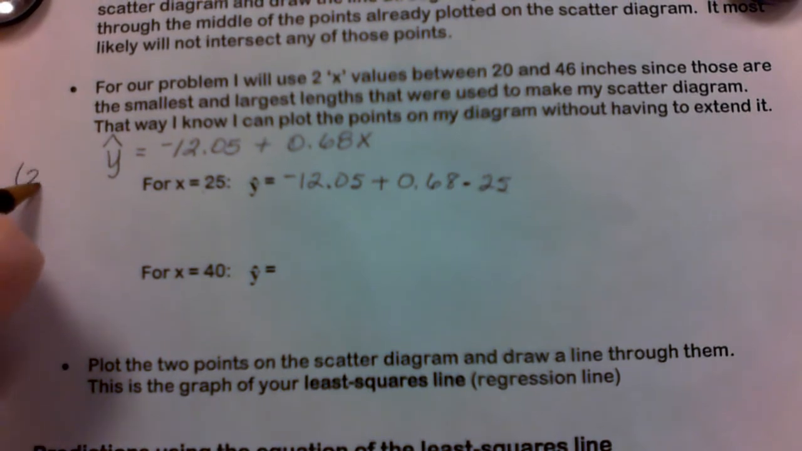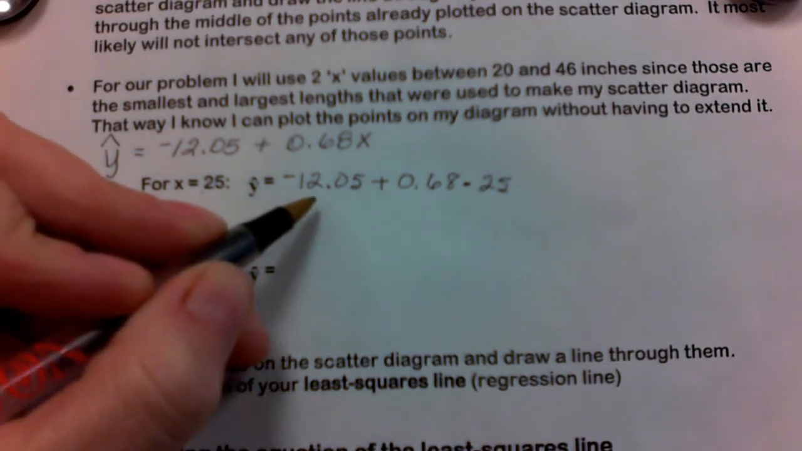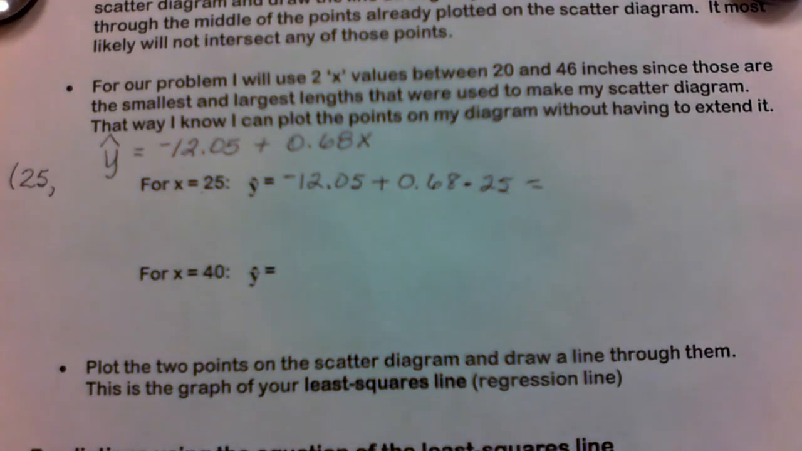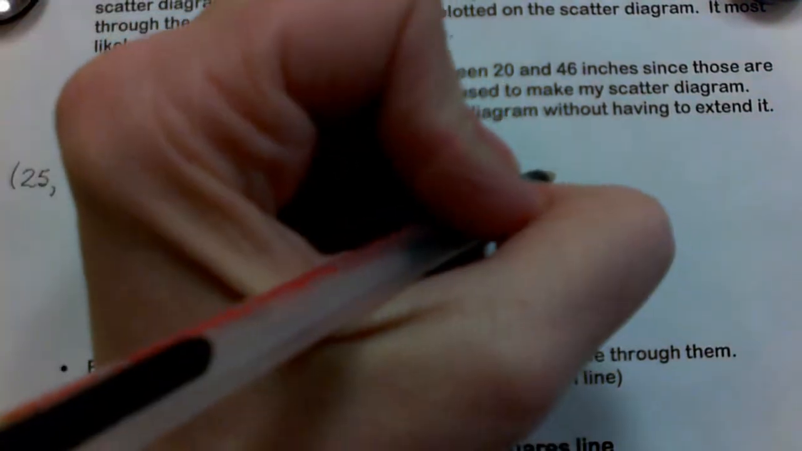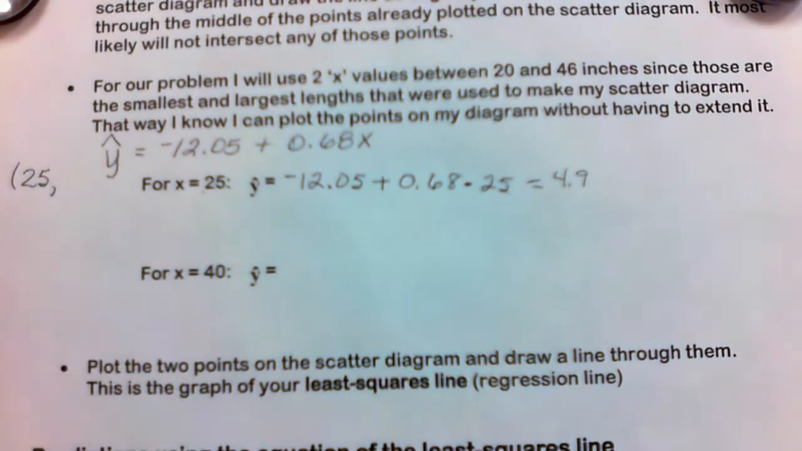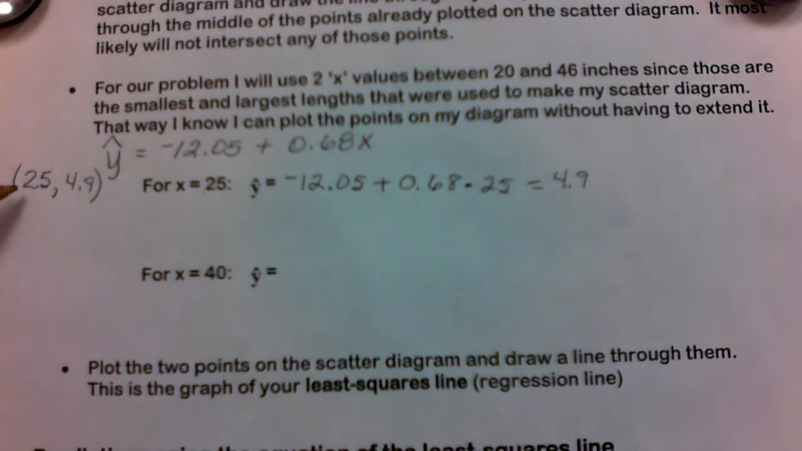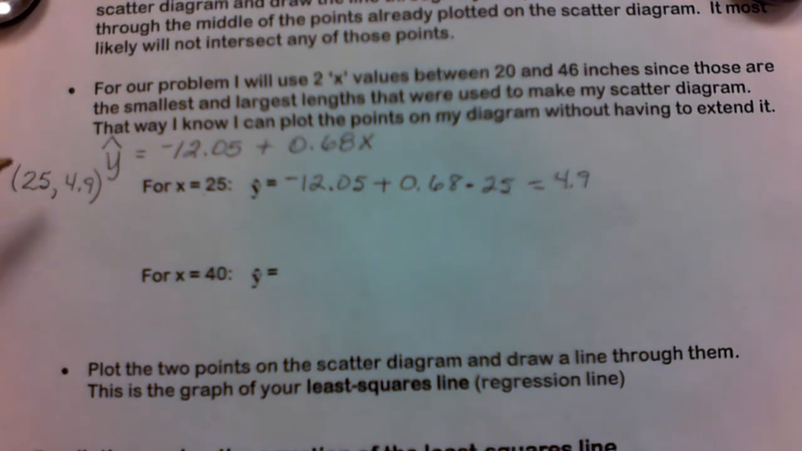Our x value is 25, and when I put these values in this least squares line, it's going to give me the calculation for the y value. And what we get is 4.9. So this equals 4.9. So this is 25 inches in length, 4.9 pounds. Now, again, we would plot this point on the scatter diagram. Then we would find this ordered pair.